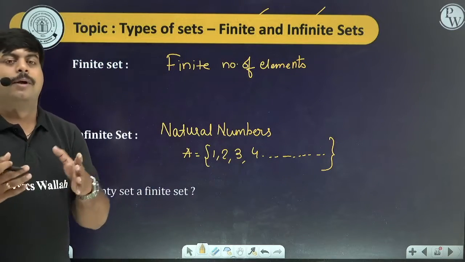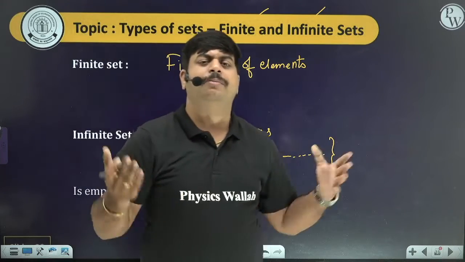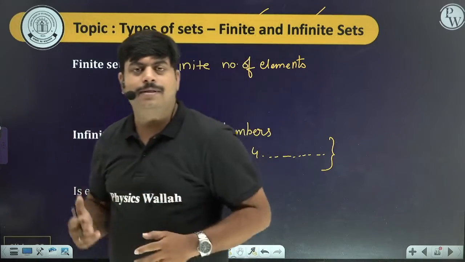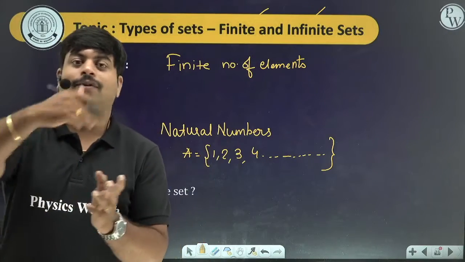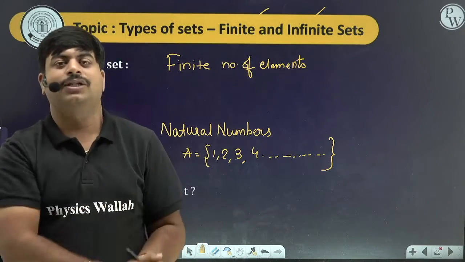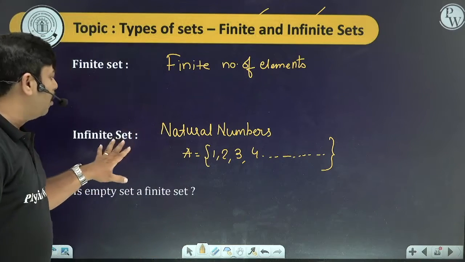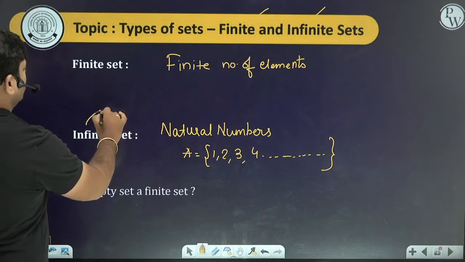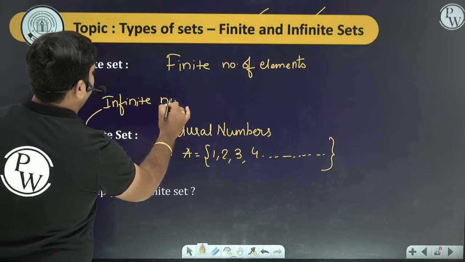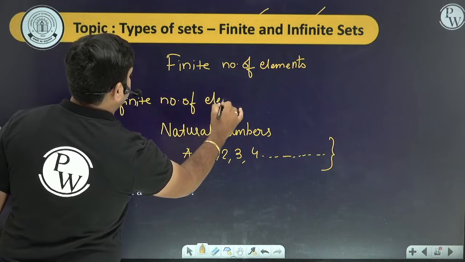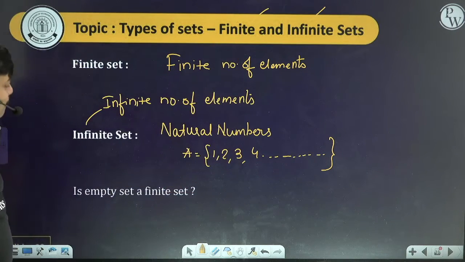We cannot stop. I may say that 10 crores is the largest number I ever saw. Some other person will come and say 10 crores plus 1. The next person will come, plus 1 for that. The next person will come, plus 1 for that. So there is no end for this number. Such types of sets are called infinite sets. So in this set, we have infinite number of elements.